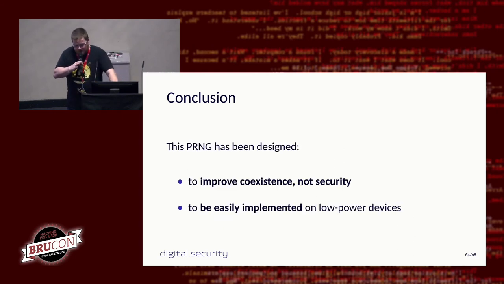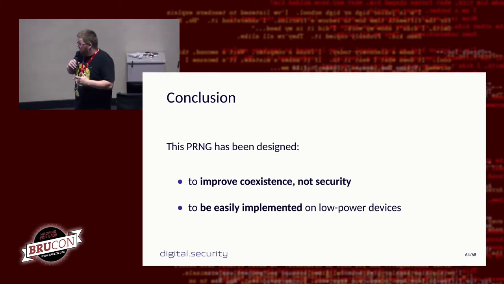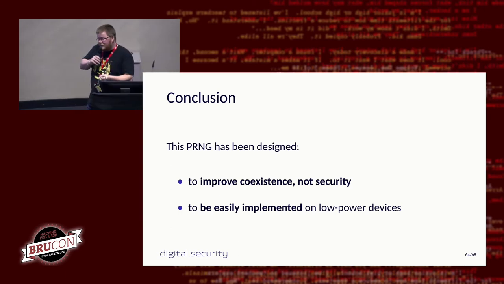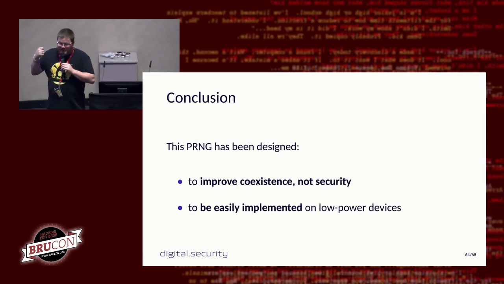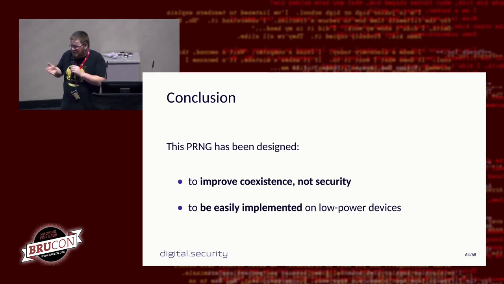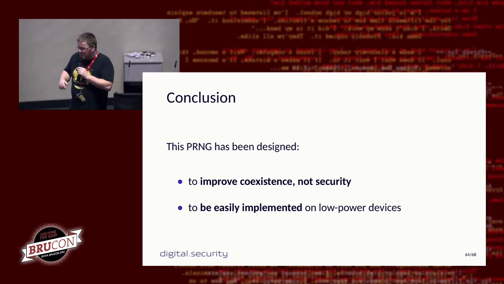But just to put everything in context with the Bluetooth SIG, the working group that created this version of the protocol, this PRNG has just been introduced to improve coexistence. That means the people who created this protocol don't expect some kind of security improvement from this. What they were expecting to improve is coexistence, that means being able to put a lot of devices in the same room and, unlike the BLE4 version of this protocol, make them communicate without any issues.